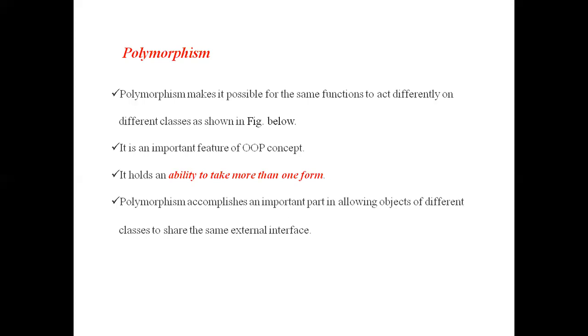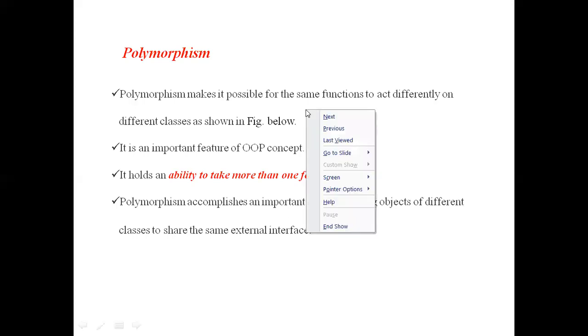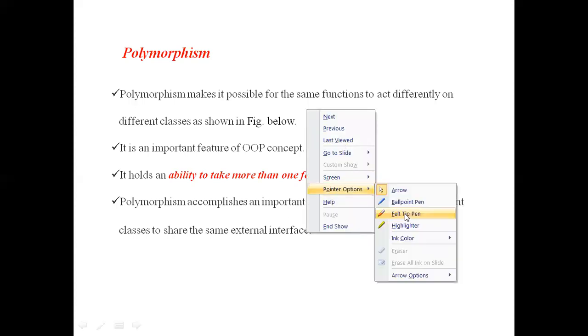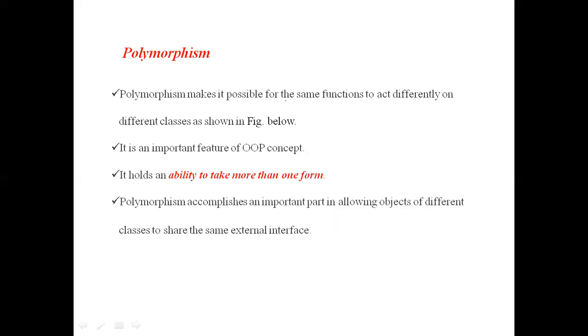By using polymorphism, the same function can act differently in different classes. That means the same function can do addition of two numbers in class A, subtraction of two numbers in class B, and multiplication of two numbers in class C, like that. The same function name can behave differently in different classes. We can use the same function name, but the working will be different.